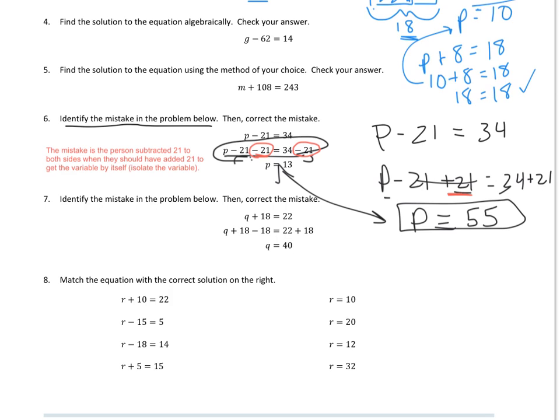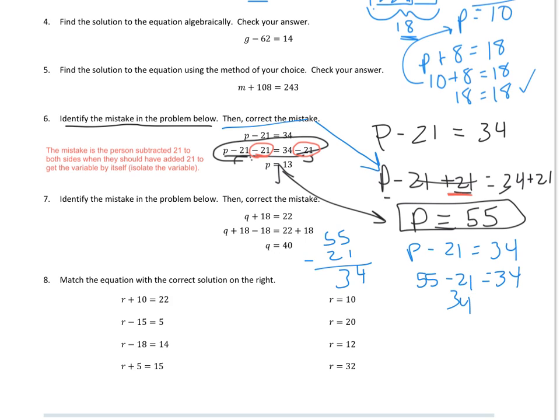Then it says correct the mistake, and actually I did that right over here with my solving. I am going to go through and show the check just to make sure that I'm correct, because even though it doesn't ask for it, it's still good to show your check at all times. So I have 55 minus 21, and I see it's 34. And again, last time I checked, 34 equals 34, so it looks like p does equal 55.